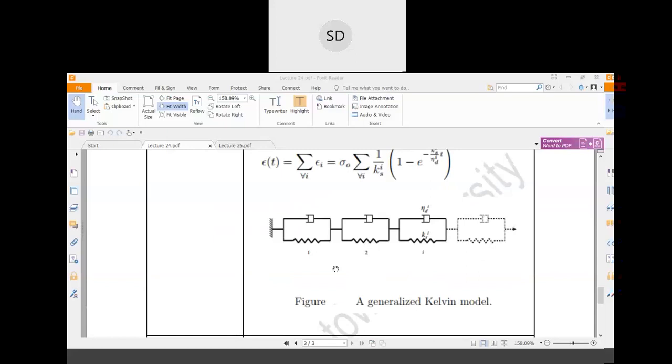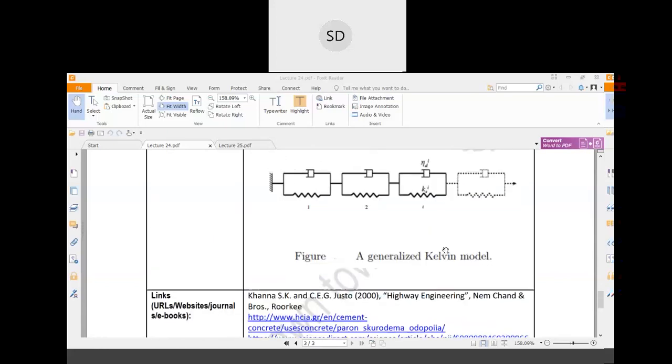And this is your generalized Kelvin-Voigt model. See here, all these are your Kelvin models where one dashpot and one spring are connected in a parallel connection, and all these Kelvin models are connected in series with each other. And there are n numbers of Kelvin models. So this is basically a generalized Kelvin model.